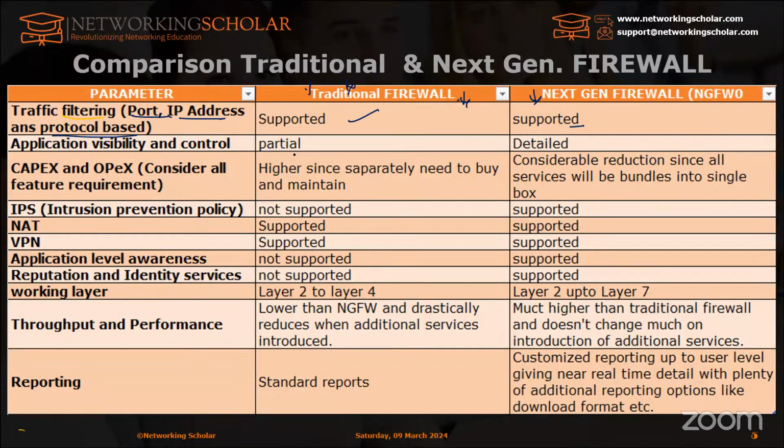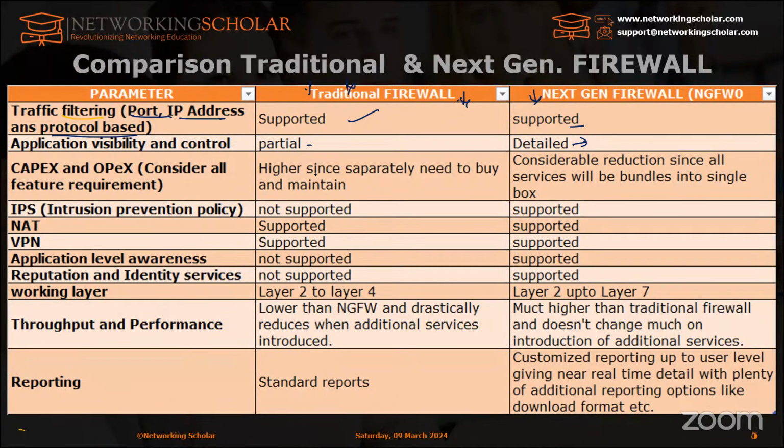Application visibility and control can be partially done by the traditional firewall. Like you can block the whole traffic of facebook.com or google.com. But if you are talking about a next generation firewall, then we can create the policy in detail. Suppose that you are going to surf google.com, but you are not going to download any kind of images. Okay, like that.